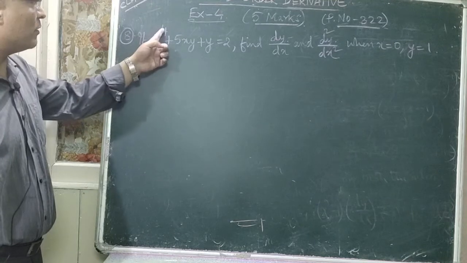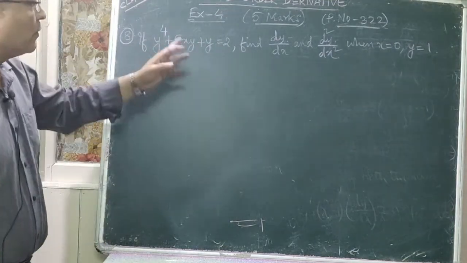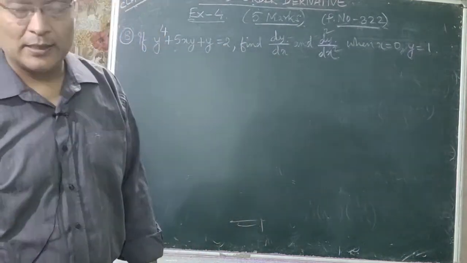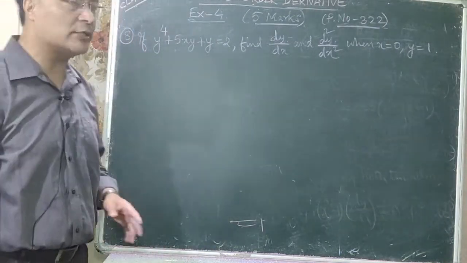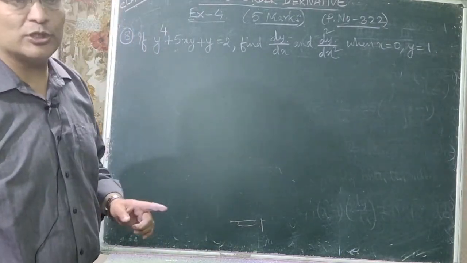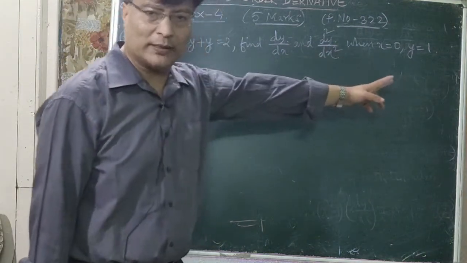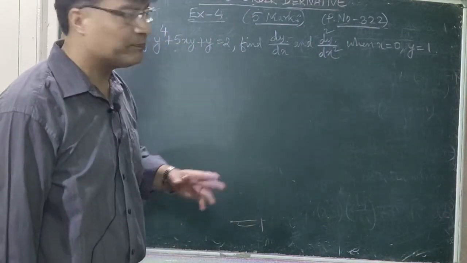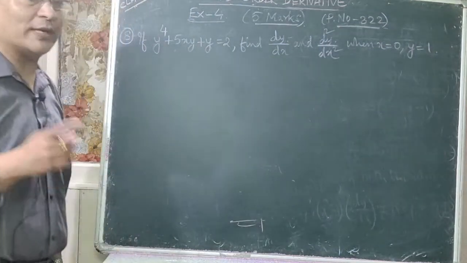If y to the power 4 plus 5xy plus y is equal to 2, find dy by dx and d2y by dx square. You have to find out the values of both dy by dx and d2y by dx square when x is equal to 0 and y is equal to 1. So when x is equal to 0, y is equal to 1, you have to get the value for dy by dx. Also, you have to get the value for d2y by dx square when x is equal to 0, y is equal to 1.